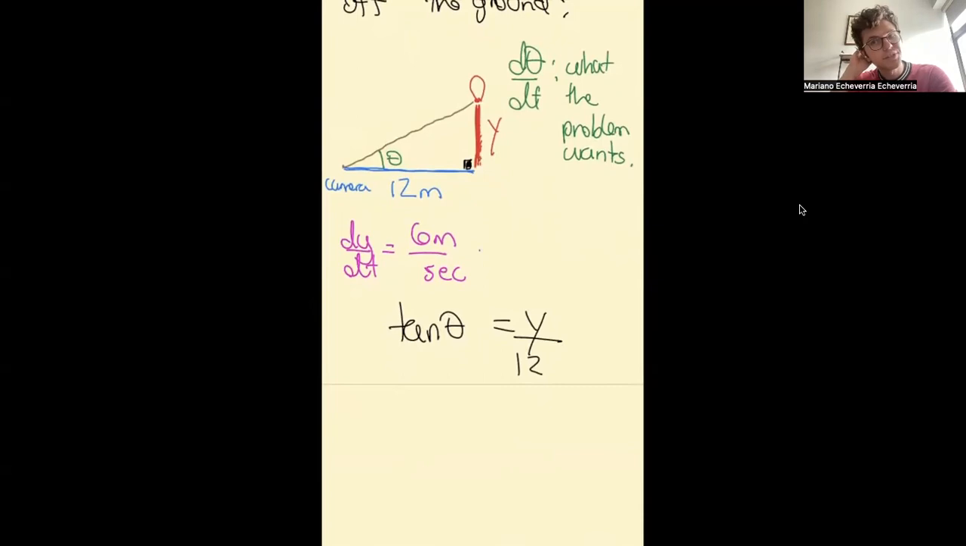Once you have this equation that relates theta with y, you can take the derivative of both sides of the equation with respect to time, right? That's the important thing.